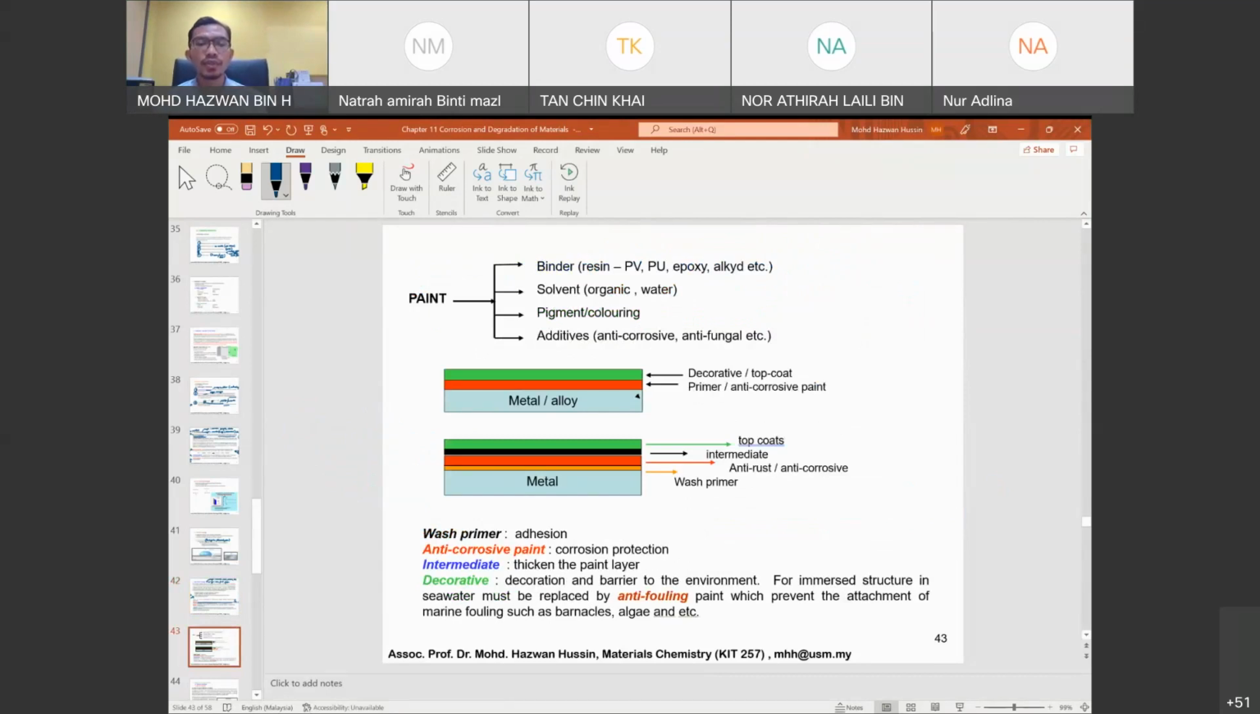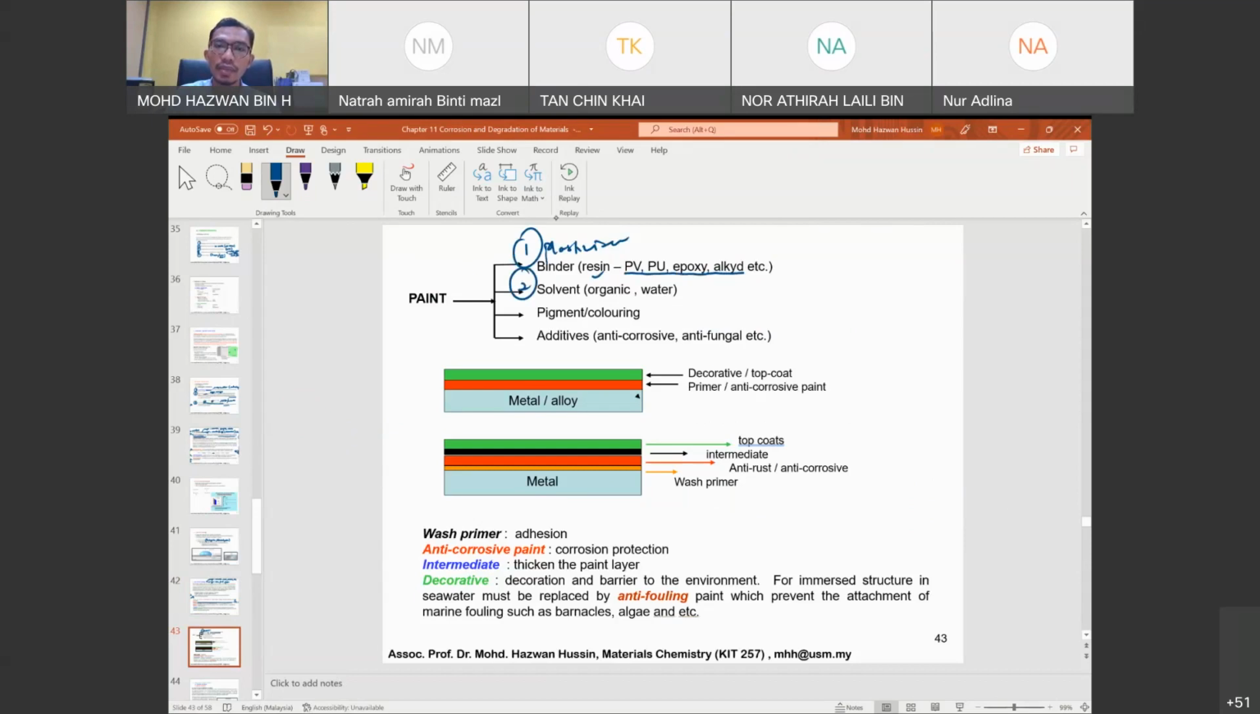Right. So for those who want to produce paint, you know that these are the main ingredients to produce paint. First thing that you need is, of course, a plasticizer or binder. You need a plasticizer or binder. In this case, you can use resin, polyvinyl, polyurethane, epoxy, alkyd, and whatsoever as your binder. Second, you need solvent, of course.